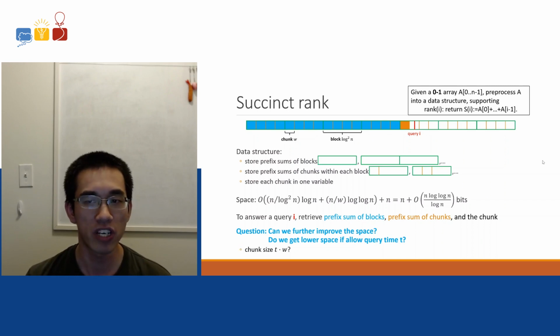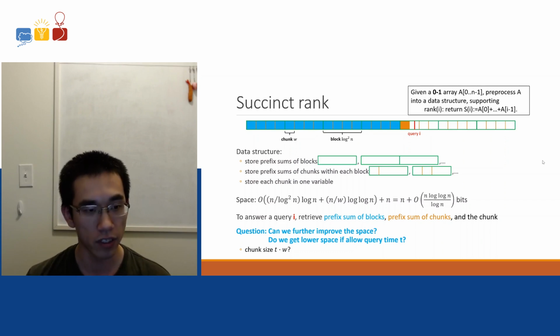So maybe one natural idea here is that instead of having chunk size being w, we can have chunks of size t times w. So this will improve the bound by a little bit. Now we only have to store n over tw different prefix sums for the chunks, and the total space, if we carry out the calculation, becomes n plus n log n divided by t log n. So when t is low, the actual space usage is still very, very close to n.